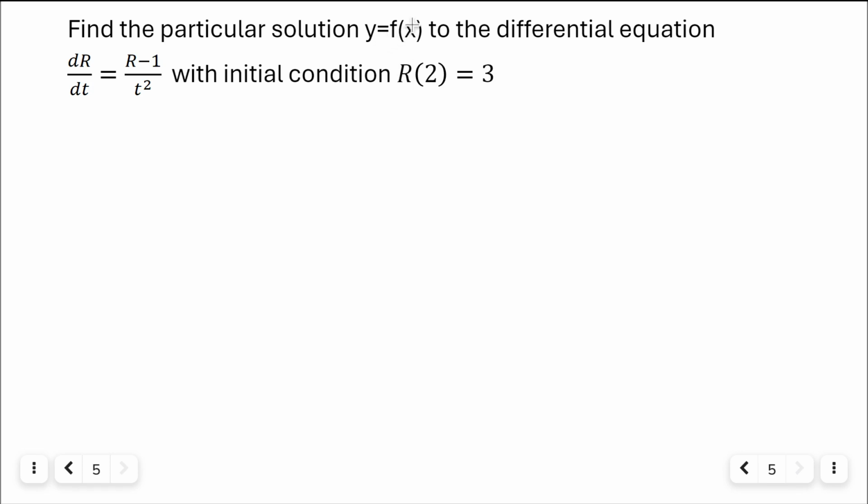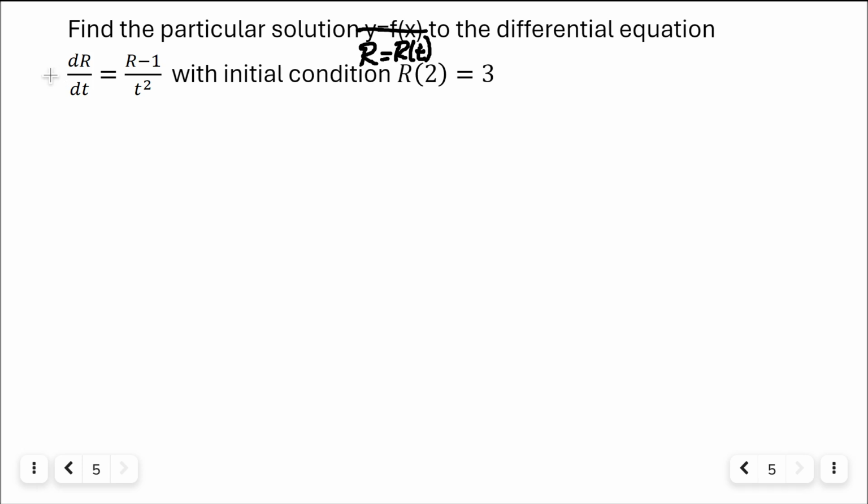All right, so now let's find the particular solution. This should not say y equals f of x. It should be r equals, let's say, r of t, to the differential equation dr/dt equals (r minus 1) over t squared. Okay, so this is a little different. So now x and y aren't the variables anymore. It's r and t. That's okay.